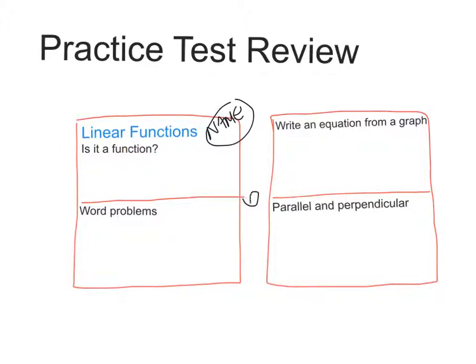And then when you turn your paper over, you'll split it into two sections and you'll have a title, Write an Equation from a Graph, and Parallel and Perpendicular. So again, this is one sheet of paper. The front will have a section that says, Is it a function and word problems? And the back will have a section that says, Write an equation from a graph and parallel and perpendicular. Quickly get that ready, and when you're ready to proceed, go ahead and unpause the video.